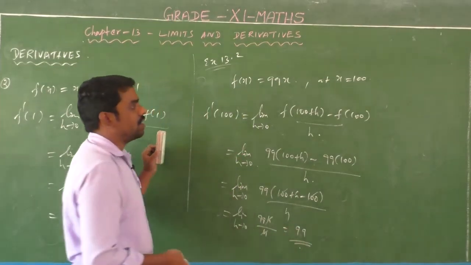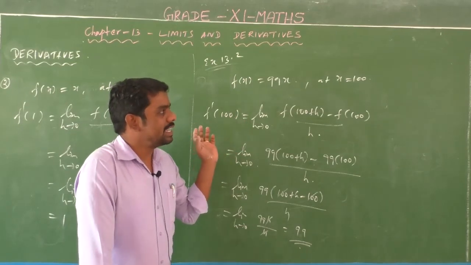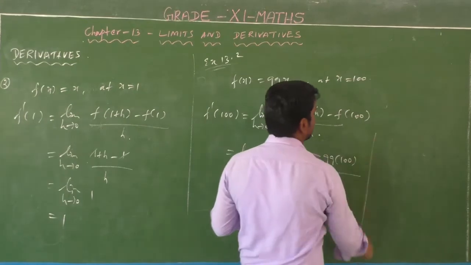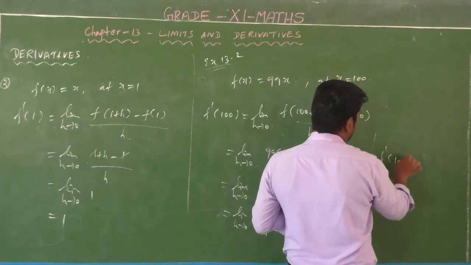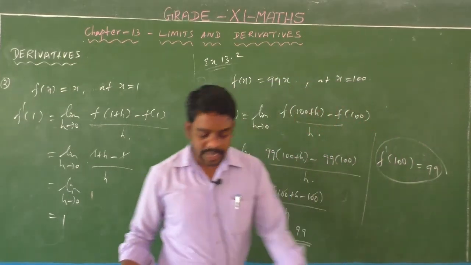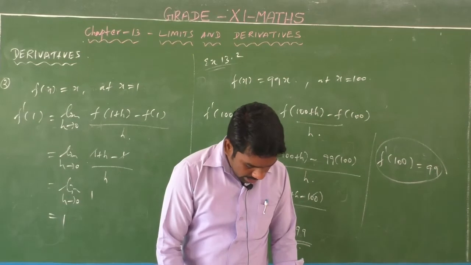So therefore the value of the derivative of this function 99x at x equal to 100 is 99. Therefore f dash of 100 is equal to 99. This is the correct value. Okay, so very simple question. Next, derivation.